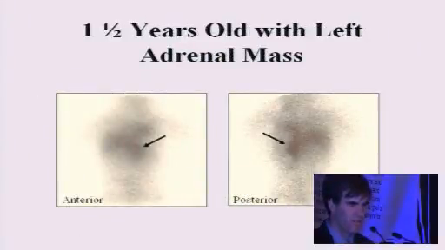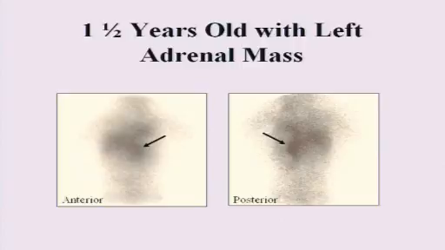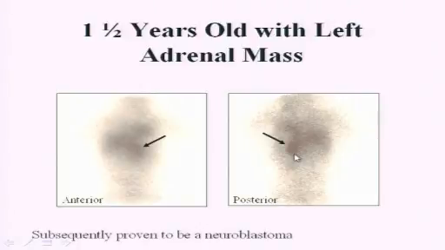This is a 1.5-year-old with a left adrenal mass. This is the iodine-131 MIBG study. It does not look very beautiful, not as high a resolution, but we can see that the left adrenal gland is actually MIBG avid, and that was subsequently biopsied and proven to be a neuroblastoma.